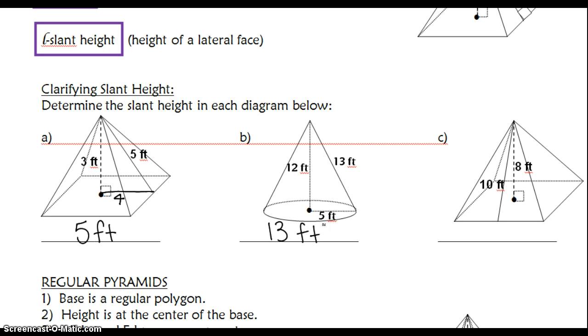C, I like how this one's written. It's a little bit harder to see, but think about it. What do you think the slant height is? Hopefully you say it's 10 feet. That's on the outside. 8 is the altitude height.